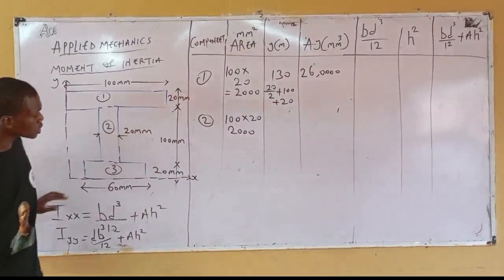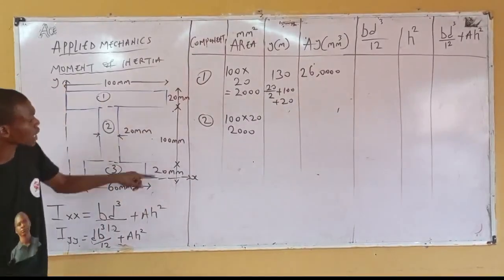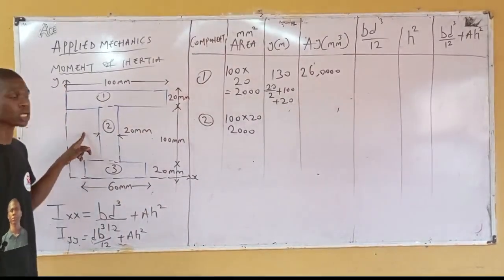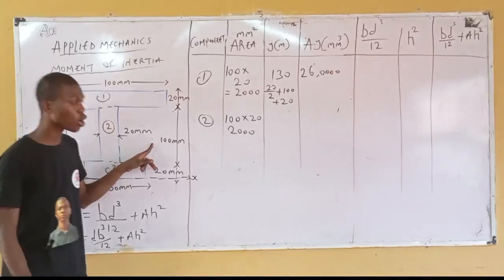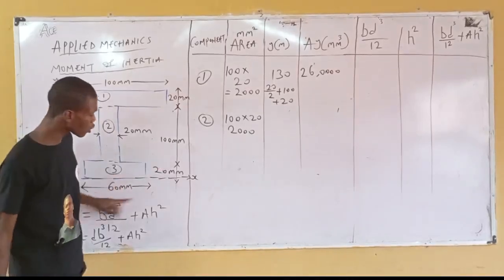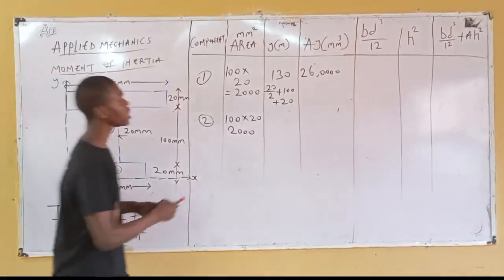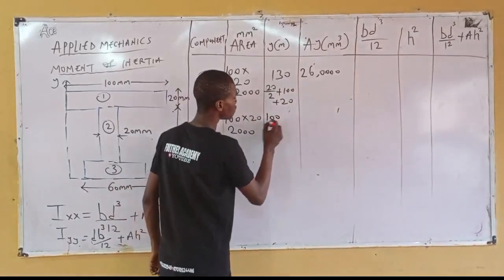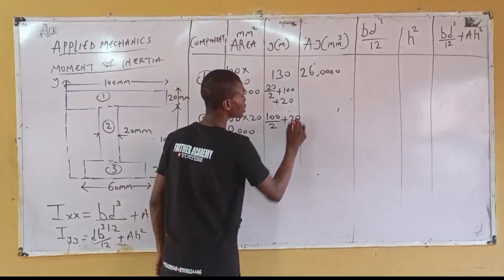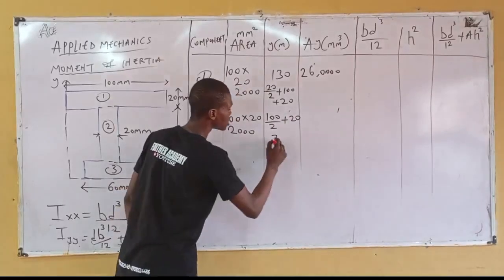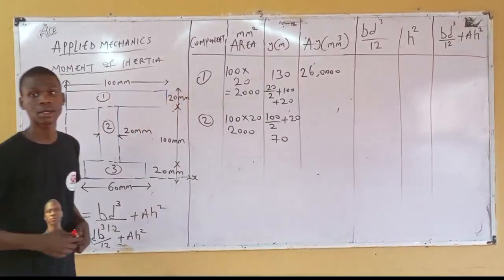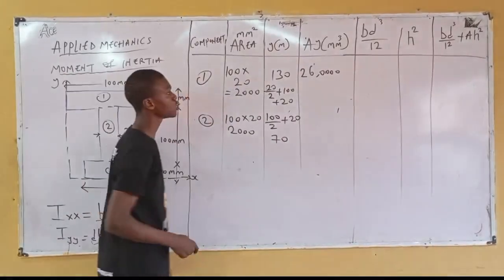Now, you are going to the x-axis. What is the height of this component 2? 100. The centroid becomes 100 divided by 2. But you are going to this x-axis. What is the remaining distance to get here? 20. Meaning 100 divided by 2 plus 20. You then have 70. Is that clear? Now multiply. This time this is what?